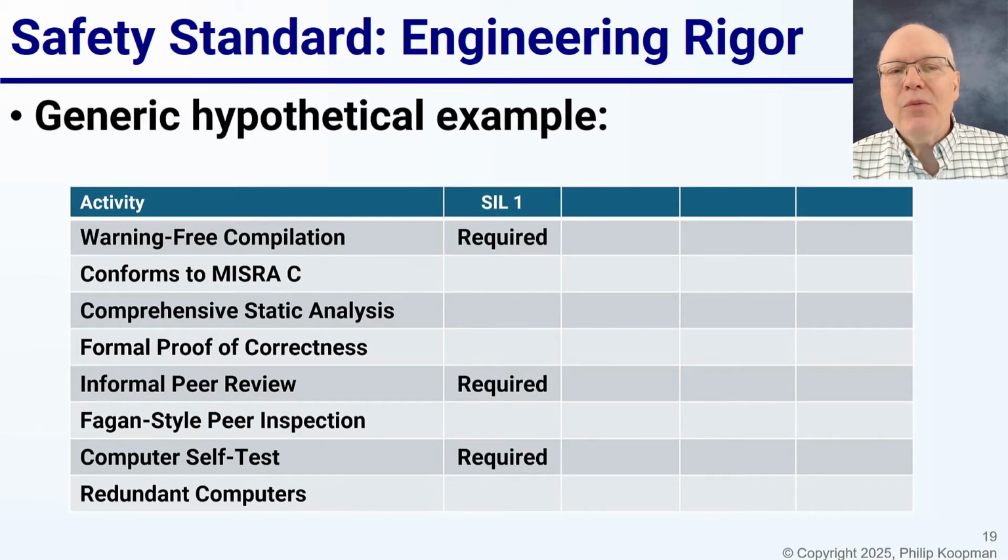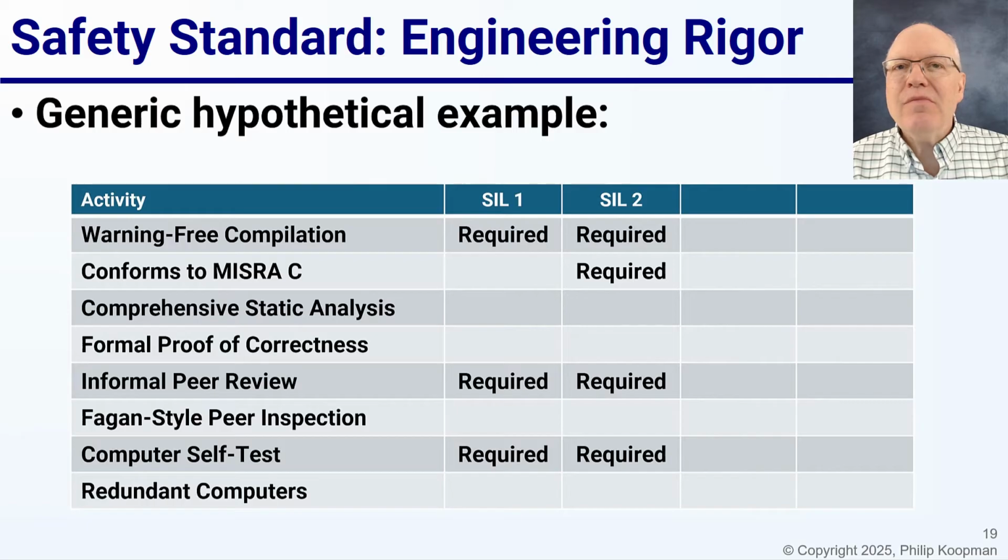At SIL 1, which is the least amount of engineering rigor that's still safety critical, you might be required to do warning-free compilation with a certain warning profile. You might be required to do informal peer reviews, and to have some sort of computer self-test so that if there's a hardware defect in the CPU, it gets noticed on power-up. SIL 1 is low risk, so you need to do the bare minimum of safety, but not a lot. If your product is only low risk, the safety standard requirements are really not that onerous.